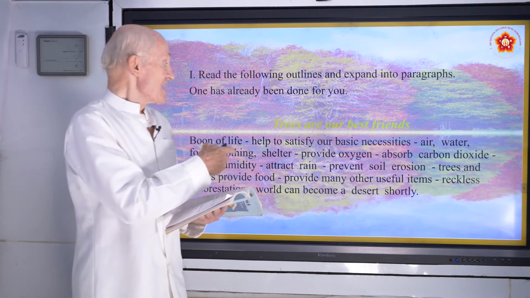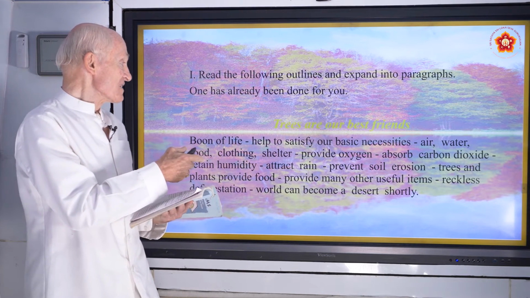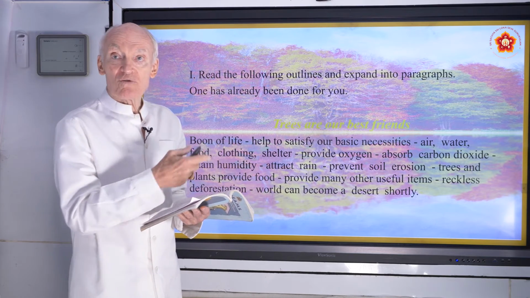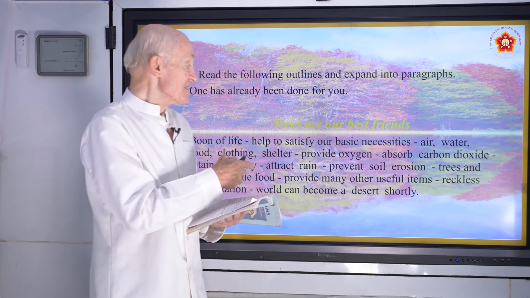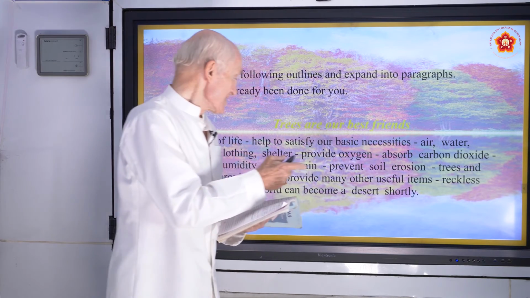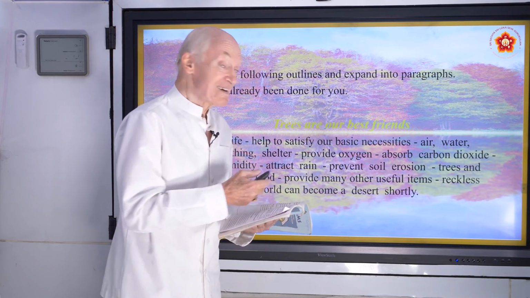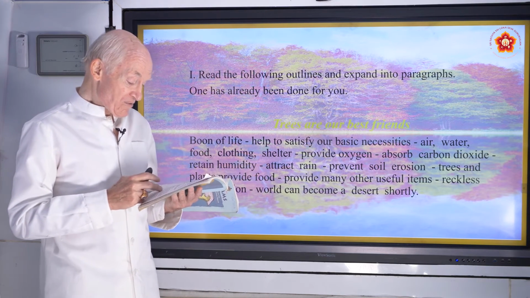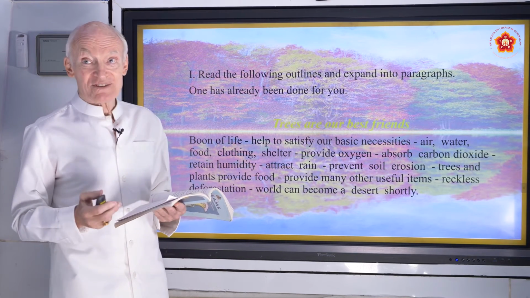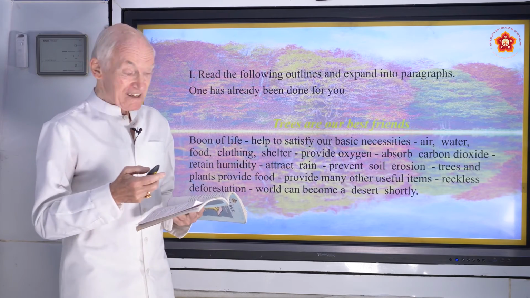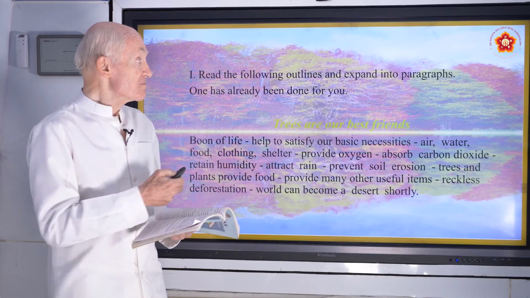Boon of life, having to satisfy our basic necessities: air, food, clothing, shelter, provide oxygen. These are all qualities of a forest. It retains humidity, it attracts rain, prevents soil erosion. Plants provide food, provide many other useful items. If we have reckless deforestation, the world can become a desert shortly. We have to take care of our plants. So let's use these outlines that we have here and develop a coherent paragraph.